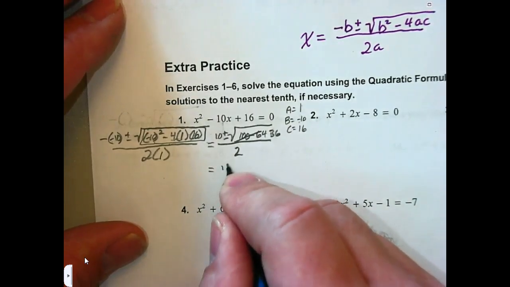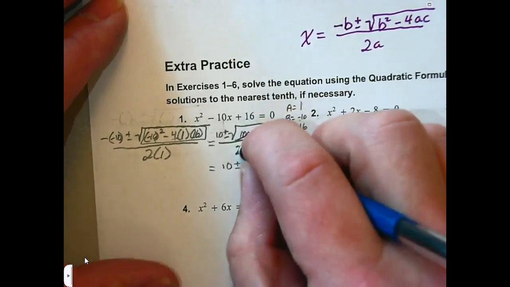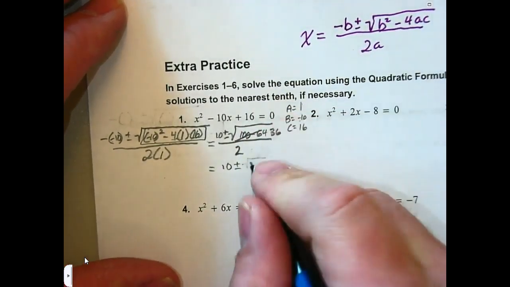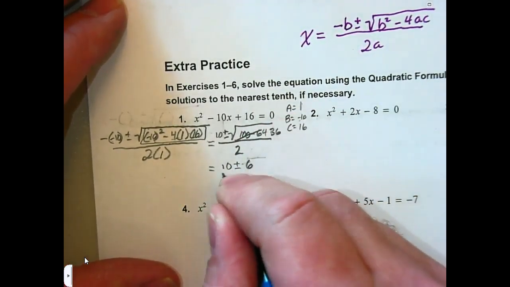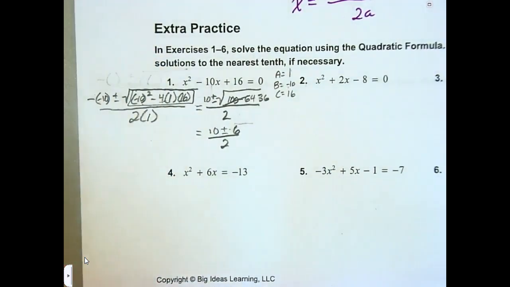Which becomes 10 plus or minus the square root of 36, which is 6. The root of 36, which is 100 minus 64, is 6, over 2. This is where we break it into two different problems.